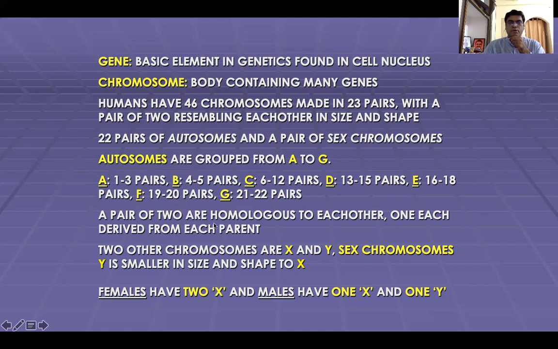A pair of two are homologous to each other, one each derived from each parent. So out of these chromosomes, each pair will have one derived from each parent, and they will be homologous to each other. Two other chromosomes are X and Y, the sex chromosomes, and Y is smaller in size and shape than X. Females have two X chromosomes, and males have one X and one Y chromosome.